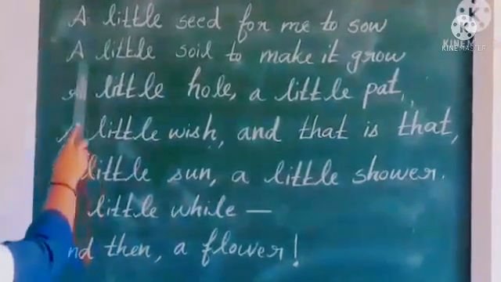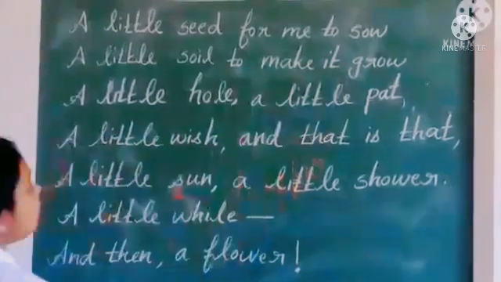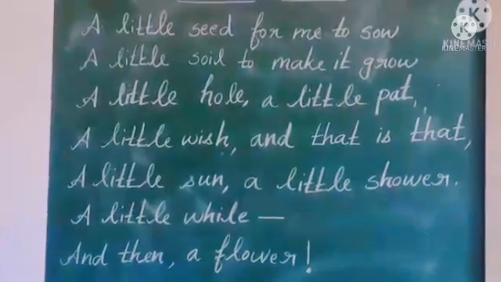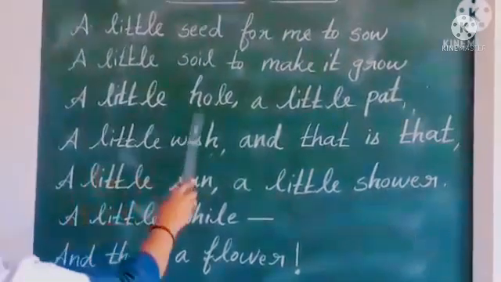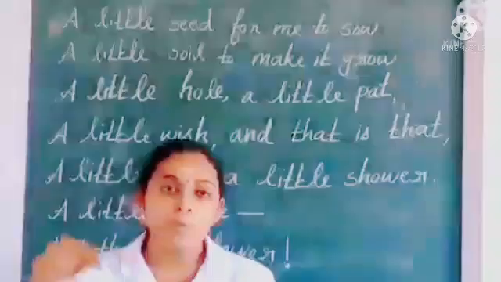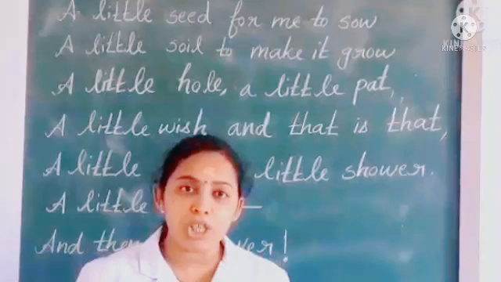The second line, a little soil to make it grow. Then what do we need? A little soil to make it grow. A little hole, a little patch. First we need to make a hole in the earth, then we need to cover it with the soil.